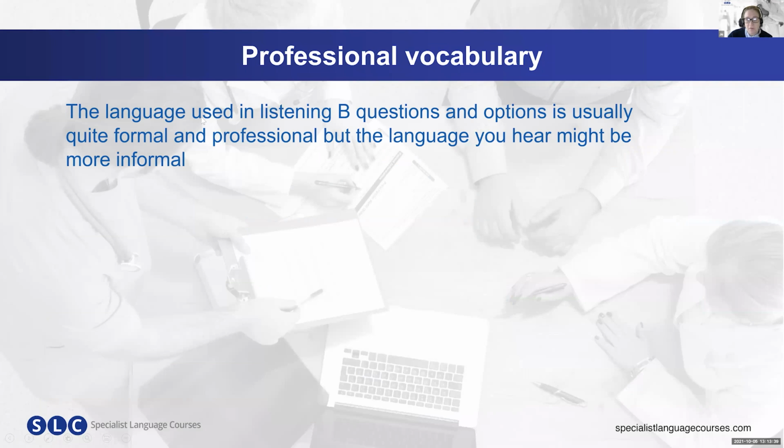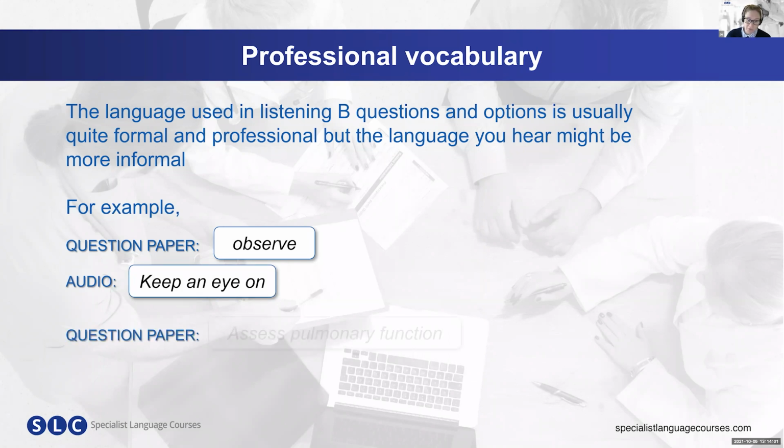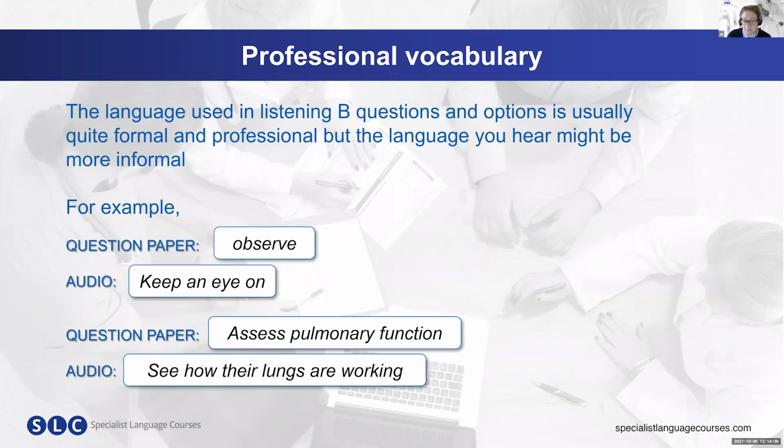So something to think about is the language. The language used in listening B questions and options is usually quite formal and professional. However, the language you hear might be more informal. So for example, on the question paper, it might say observe, but in the audio, you might hear keep an eye on. Another example, in the question paper, you might see assess pulmonary function, whereas in the audio, you might hear, see how their lungs are working. So you have to be prepared for this.